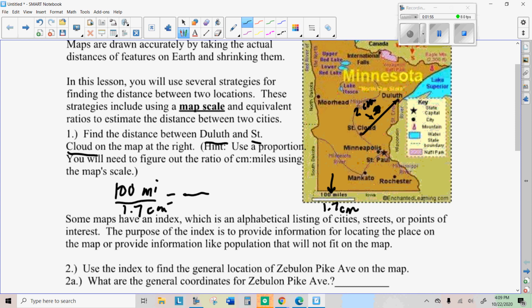So when you make your proportion, you just want to make sure that you put your centimeters in the ratio in the same spot. So I'm going to put those at the bottom. And then this missing part right here is going to be my answer. All right, so you can go ahead and do that, cross multiply and divide, and see if you agree with my answer. So I got 117.6. Now that's miles. So from St. Cloud to Duluth, if you were to fly, it's about 117.6 miles.